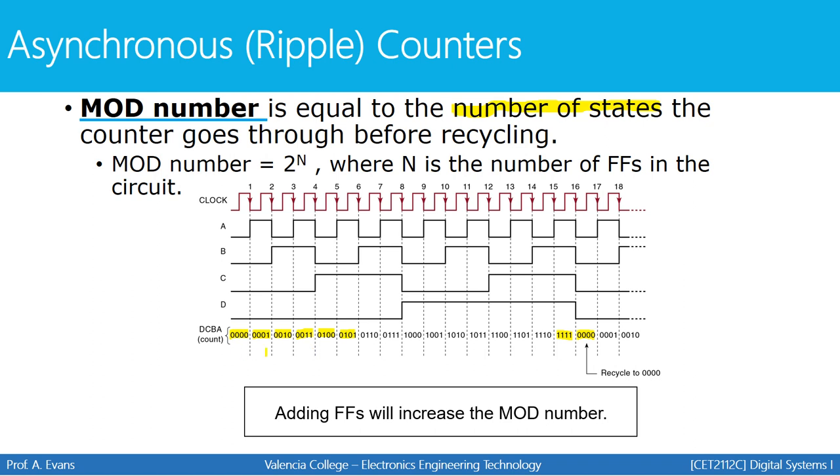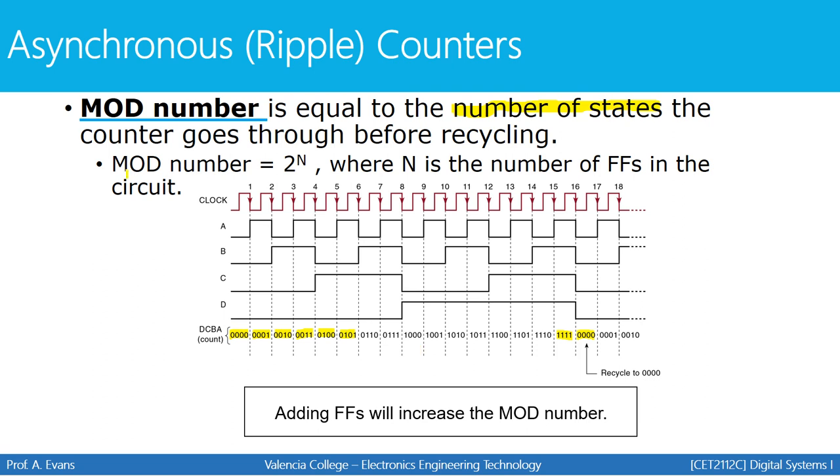So I have 1, 2, 3, 4, 5, 6, 7, 8, 9, 10, 11, 12, 13, 14, 15, 16 states in this particular counter. 16 states. So we would say that this counter is a mod 16 counter because it has 16 individual states. So the mod number has nothing to do with what it counts up to. The mod number simply means how many unique states I will have before the counter starts counting over again.